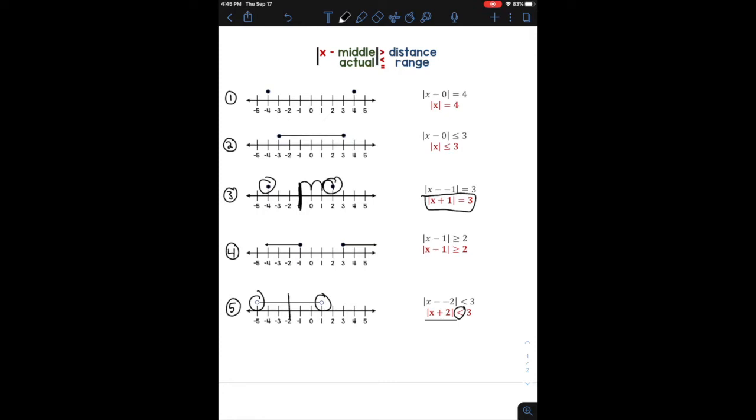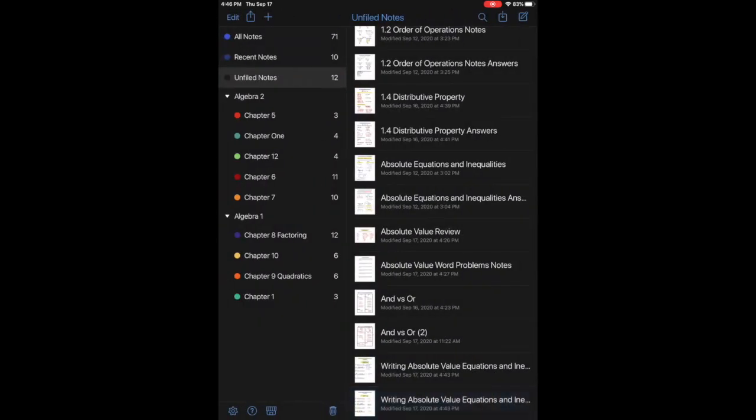And then our central value, since it was -2, the distance from the middle to the outside values would be 1, 2, 3. So our final answer would be the absolute value of x plus 2 is less than 3. We, again, are just following along with this model here that would help you decide what numbers go where. All right? This is going to help us now with our absolute value word problems.